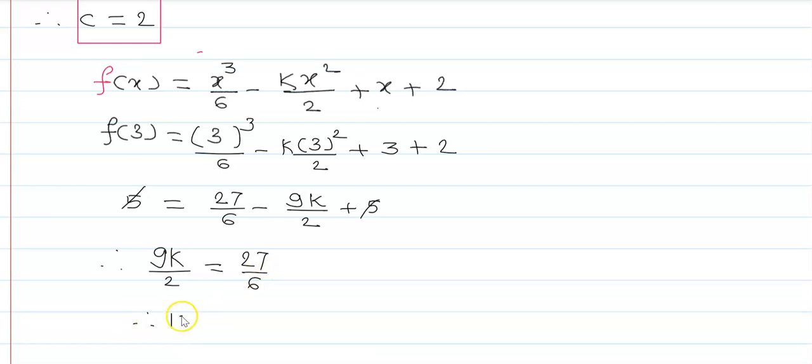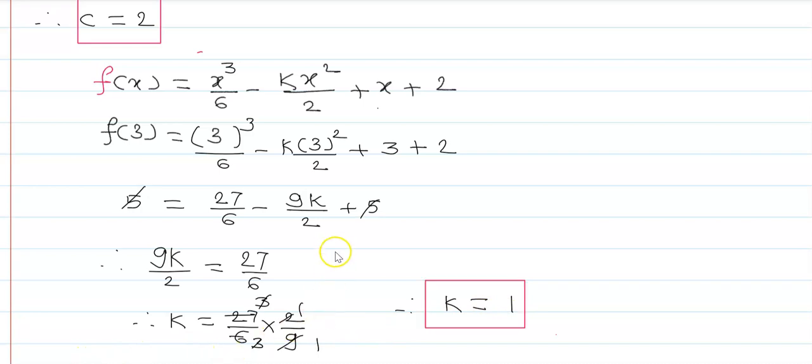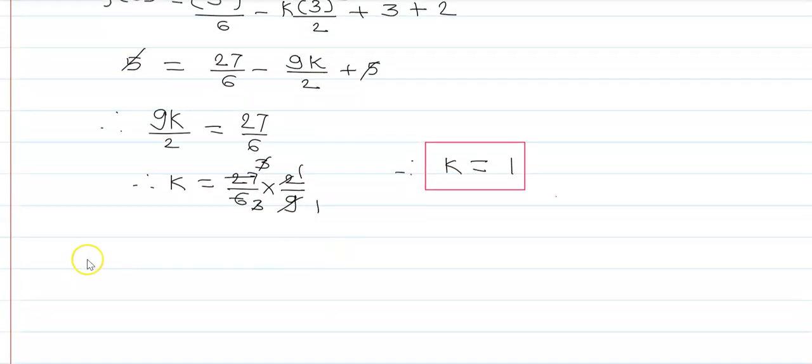Therefore here you will get k is equal to 27 upon 6 into 2 upon 9. Now their division. 9 ones are 9, 9 threes are 27, 2 ones are 2, 2 threes are 6. 3 gets cancelled, and hence you are getting the value of k is equal to 1. The value of k is 1, and hence the function.